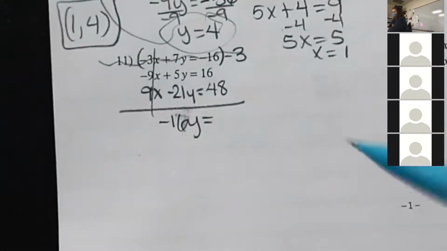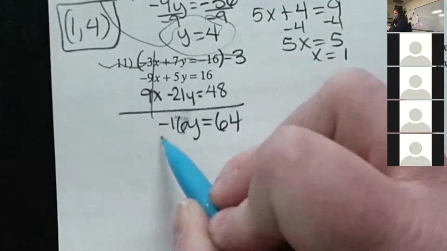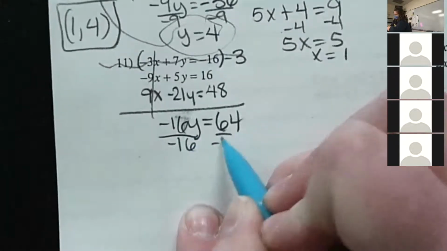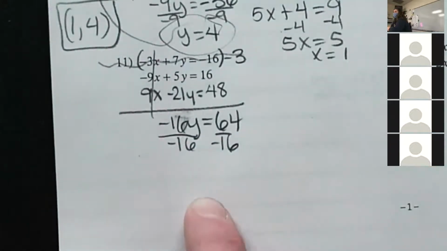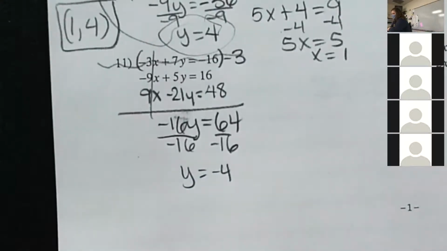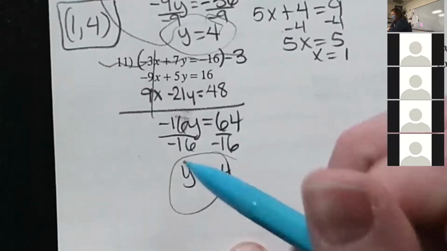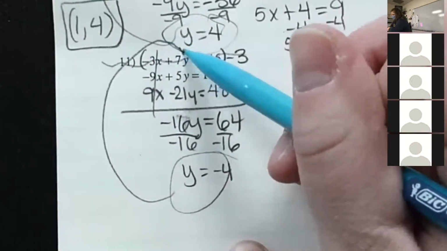Okay. What's 16 plus 48? Yeah, 64. Divide by -16. Well, 4, right? A -4. Okay. Plug it into whichever one you want. Doesn't matter. Why not the top?